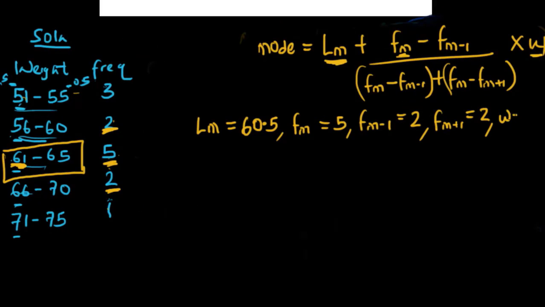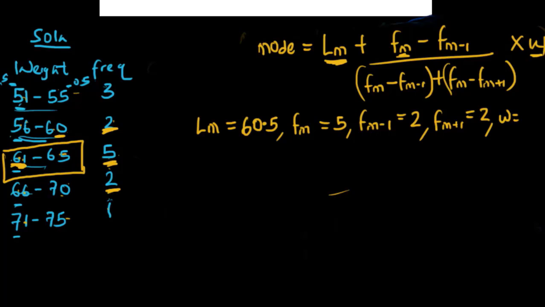Then lastly, the width. Now to get the width, all we need to do is to say 61 minus 56. Does that make sense? It's still going to be the same thing as 56 minus 51, 66 minus 61, 71 minus 66. The width is always equal. Does that make sense? Another way you can get it is to say 60 minus 55, 65 minus 60, 70 minus 65, 75 minus 70.